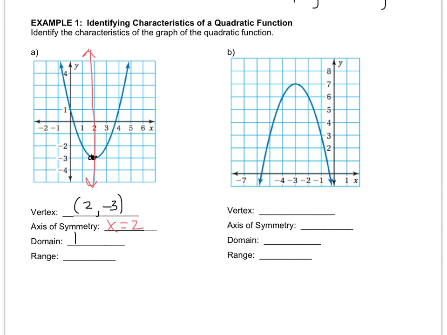The domain is the set of real numbers because we can plug in anything we want. And for the range, it's all real numbers, but y has to be greater than or equal to -3.